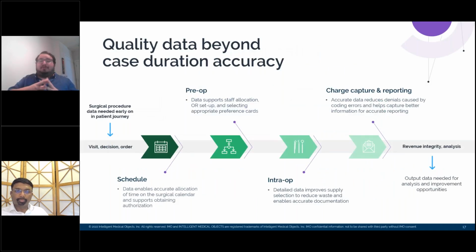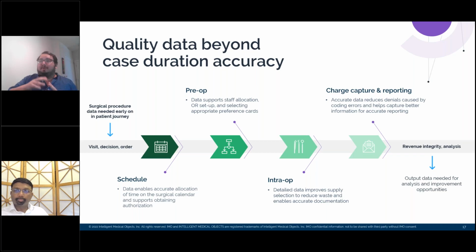So I know for the last about 20 minutes or so, I've been talking a lot about case duration accuracy, procedure times, and this is all really at the point of scheduling in the OR. But we know that data flows and data quality is really, really important, not just at the point of scheduling and through pre-op, but through intra-op, charge capture, and really through the entire surgical data process.